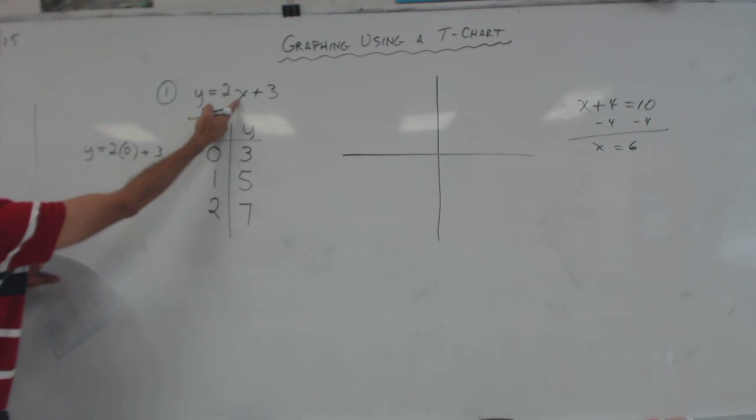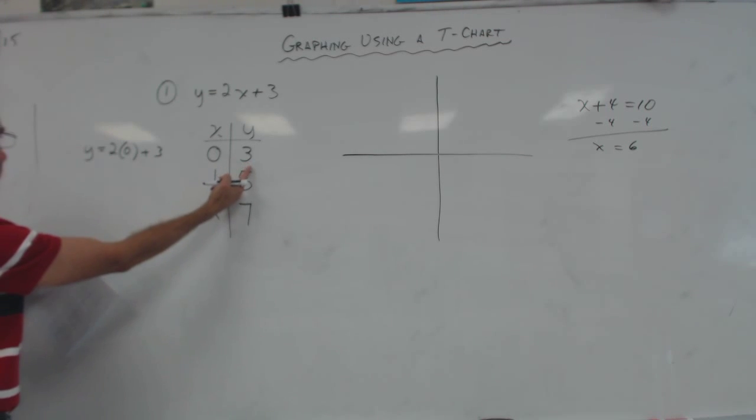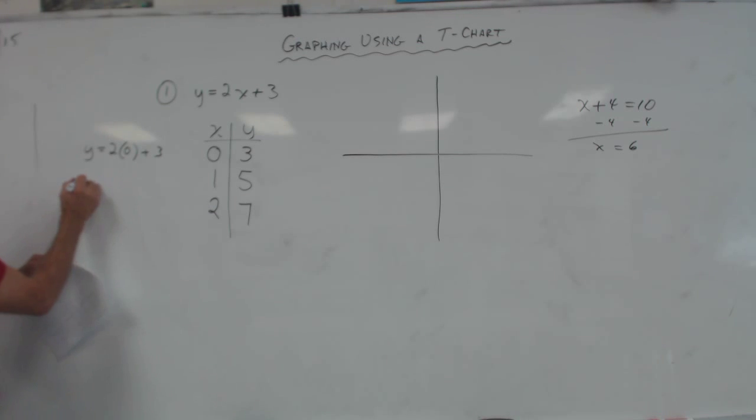That now I don't have an x, I have a 0 in place of x. 2 times 0 is 0. So y is equal to 0 plus 3, which is just 3. Boom. Right? Boom. For this one, I did y is equal to 2 times 1.